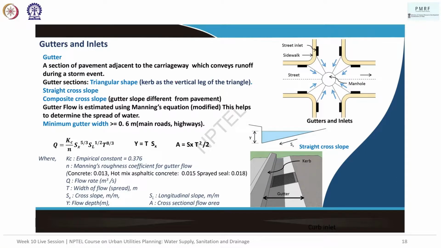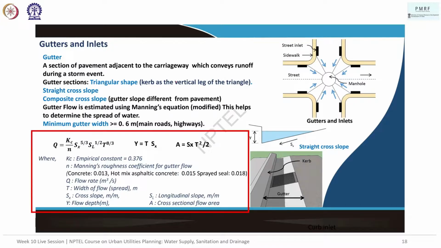If you remember from the lectures, we have this slide on gutters and inlets, and we have a modification of the Manning's equation for a triangular cross section, right? So this is the equation. If you notice, we have Kc divided by n into Sx^(5/3), Sl^(1/2), and T^(8/3). Kc is the empirical constant, n is the Manning's roughness coefficient.